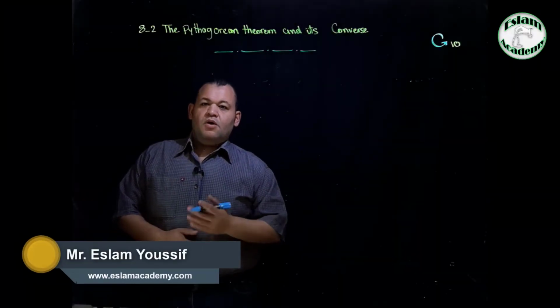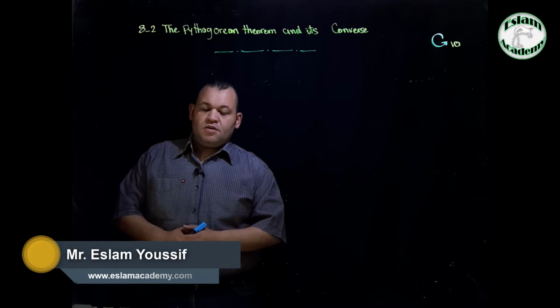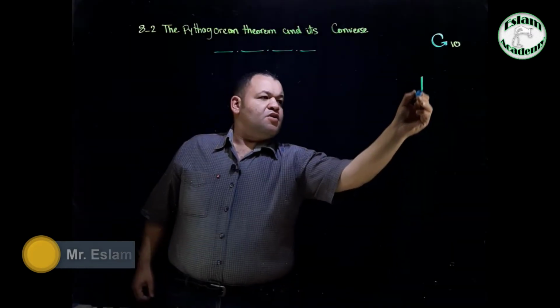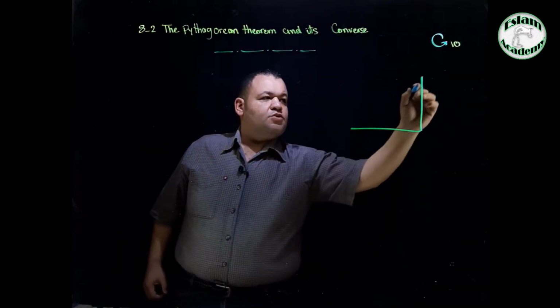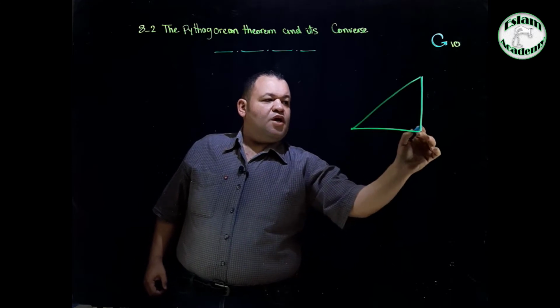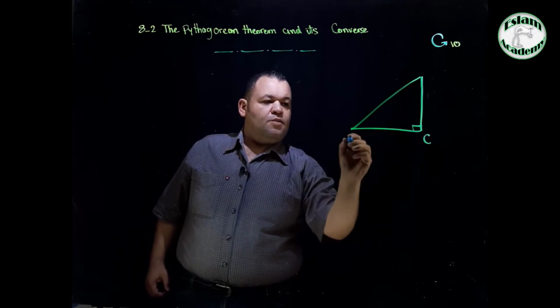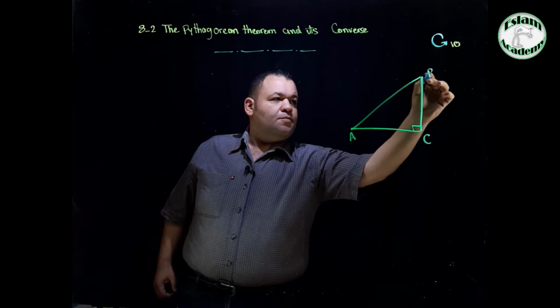Eslam. Our lesson today is about the Pythagorean Theorem and its converse. The Pythagorean Theorem is the relation between the sides of a right-angle triangle. Suppose that we have a right-angle triangle at C. That's angle A and that's angle B.